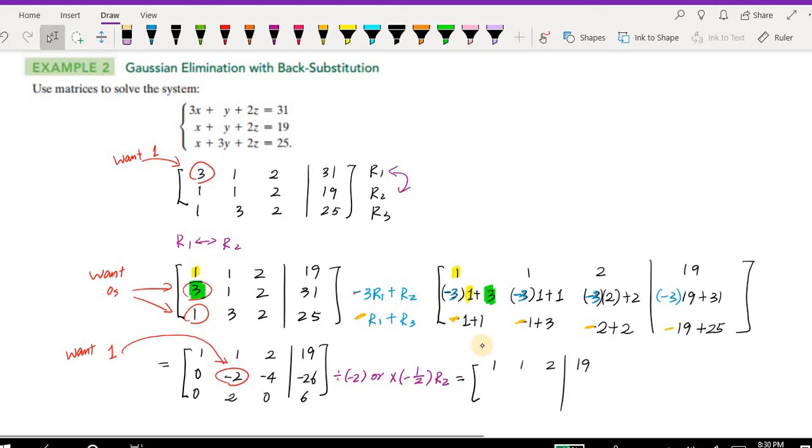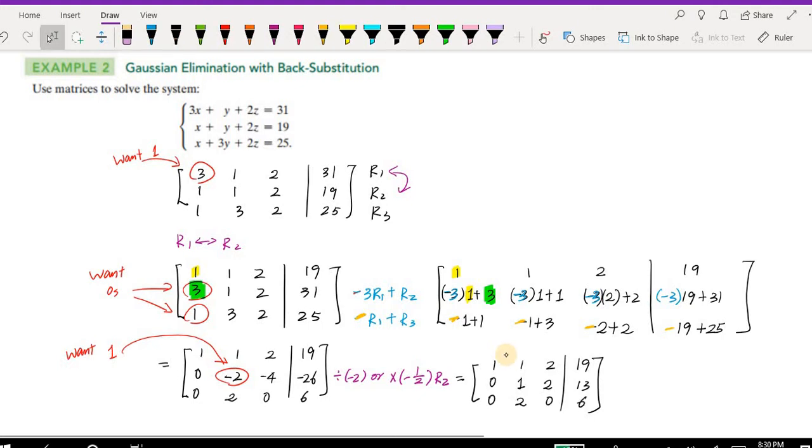0 divided by negative 2, that's just going to give you 0. That's going to be 1. Negative 4 divided by negative 2 will give you positive 2. And negative 26 divided by negative 2 just gives you positive 13. And then everything else stayed the same. We're getting closer. Okay, we get 1, 0, 0.